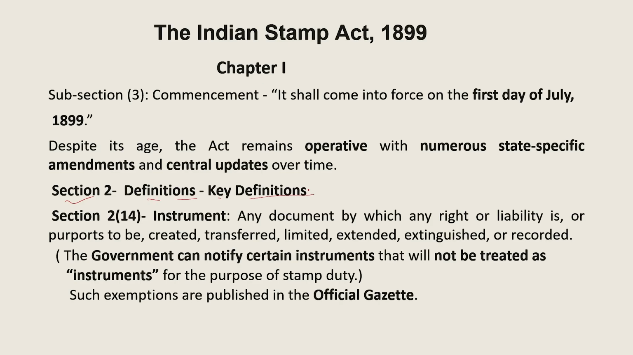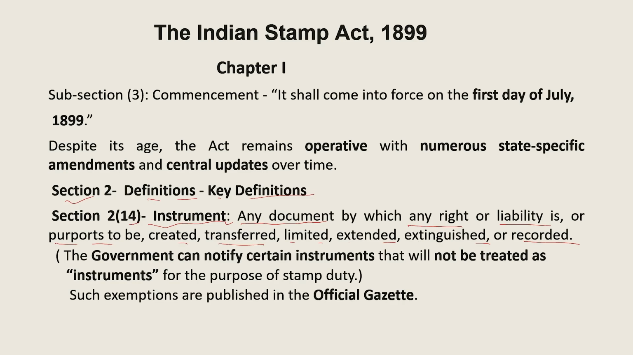Section 2 deals with the key definitions. In this lecture, I am only going to discuss the few important definitions in Section 2. Now let us see Section 2, clause 14, which discusses instruments. I already gave you an idea of what amounts to an instrument, but let us read what the definition of instrument in the Act is. Any document, so the sale deed, the gift deed, the mortgage deed, the lease agreement, all these are documents by which any right or liability is or purports to be created, transferred, limited, extended, extinguished or recorded. We call these instruments.